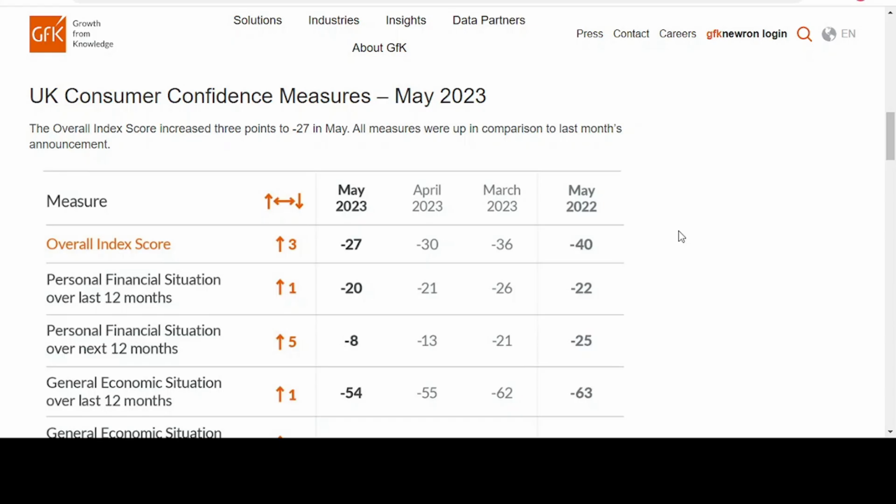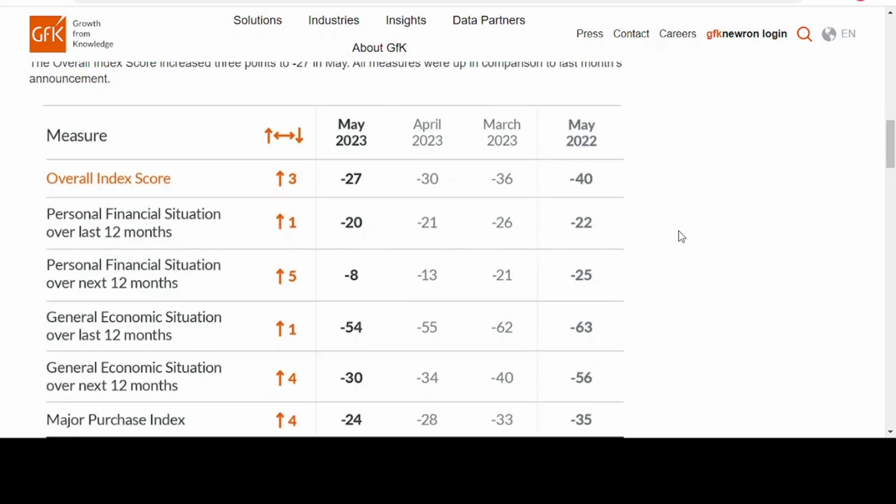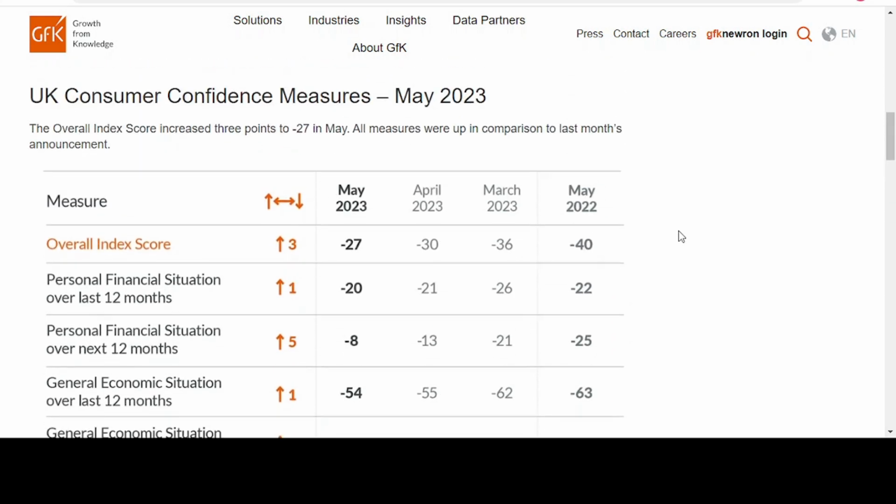So here we have the GfK UK Consumer Confidence Measure. It's an overall metric which comprises questions like, what do you think the personal financial situation over the last 12 months was? Score that. Same again, but over the coming 12 months. A general economic situation again over the last 12 months, and general economic situation over the coming 12 months. Major purchase index and a saving index.